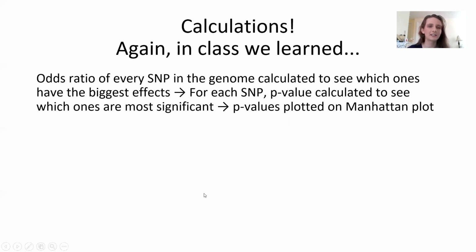So we did calculations as well. Again, in class, we learned that the odds ratio of every SNP in the genome was calculated to see which ones have the biggest effects. For each SNP, the p-value was calculated to see which ones are the most significant. And these p-values were then plotted on a Manhattan plot.